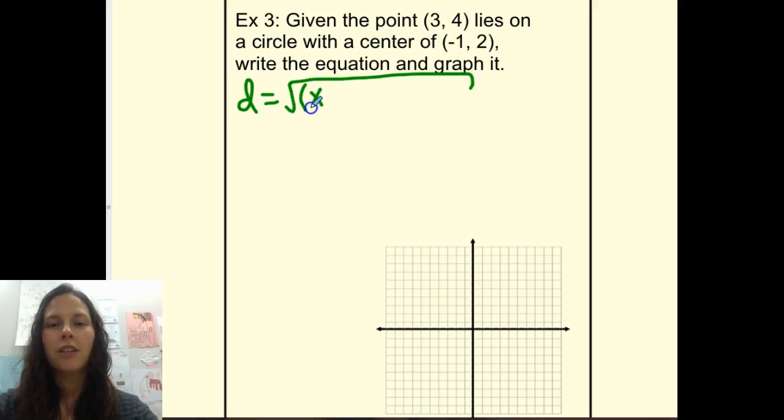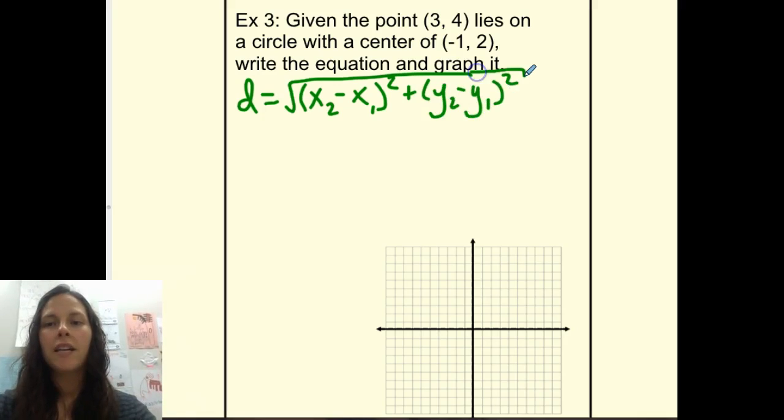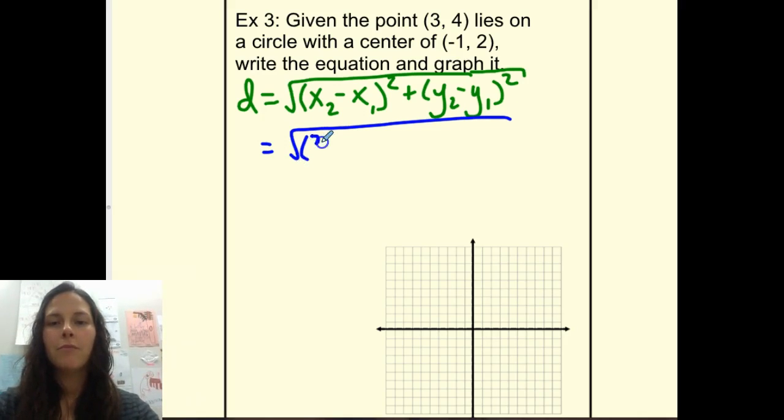As a reminder, you take your x values, subtract them, and square it. It comes from Pythagorean theorem. Add that to, take your y values, subtract them, and square it. Because we are squaring our subtraction, the order you subtract does not matter. The square will cancel if it's negative or keep it if it's positive. In this case, our x values are 3 minus negative 1. Our y values are 4 minus 2.